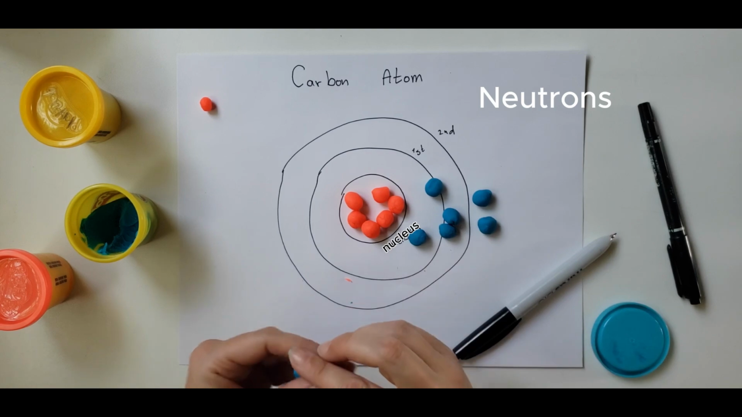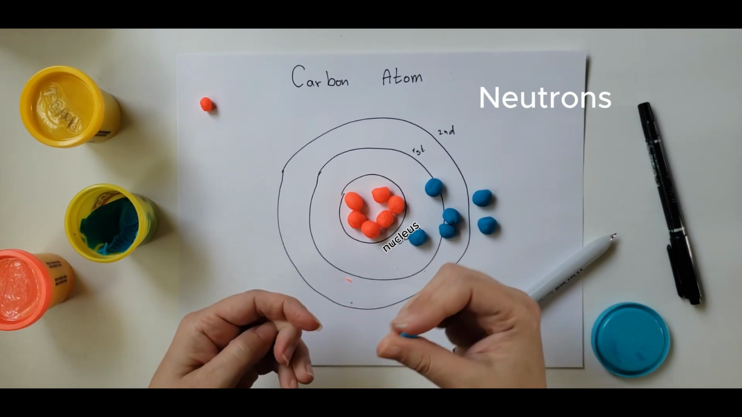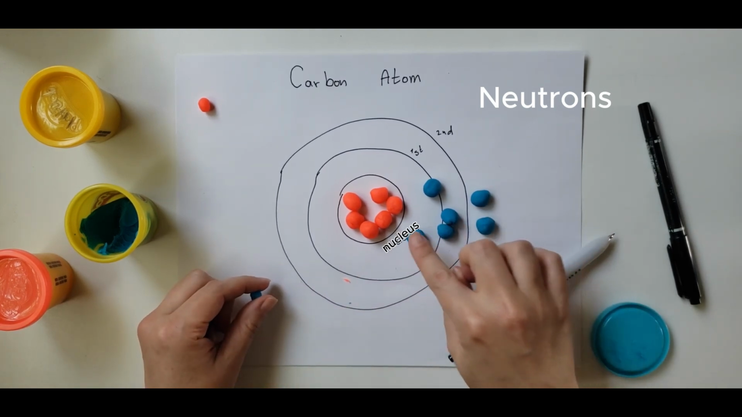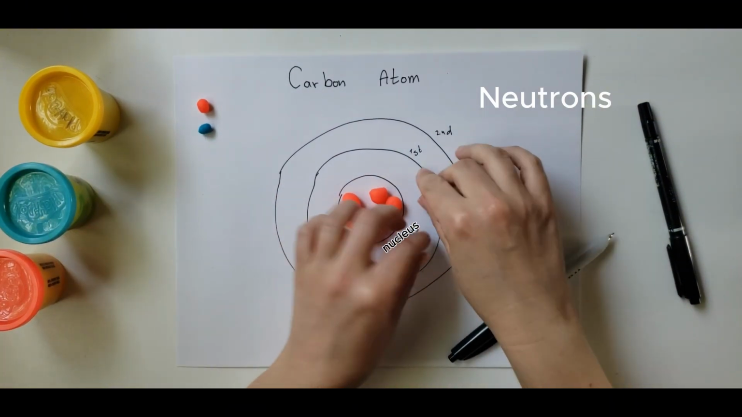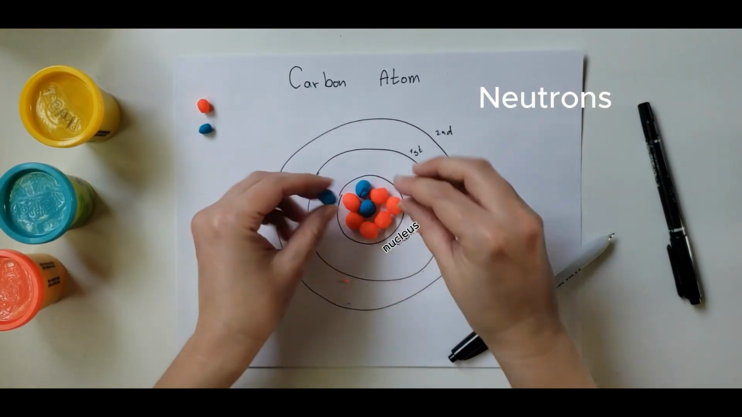Six neutrons. 1, 2, 3, 4, 5, 6, and 1 for the legend. Let's put the neutrons into the nucleus.